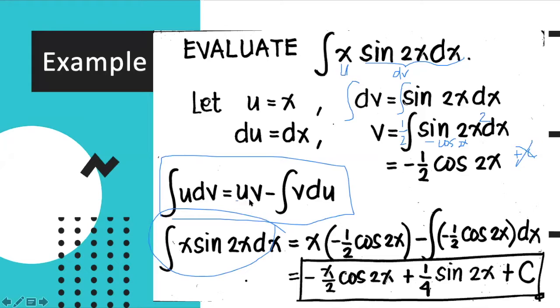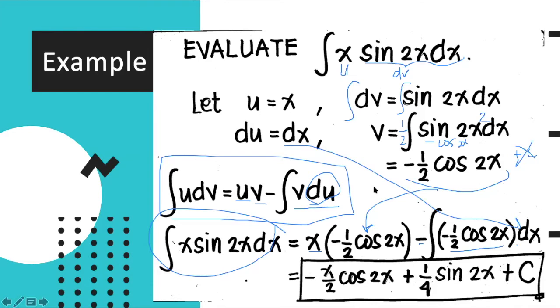And now what is our u? x. You write x. What is our v? Our v is negative 1/2 cosine 2x. So you plug it in here, the value of v. And then minus integral of v times du. What is our v? It's negative 1/2 cosine 2x. So this is now part of the integrand of the second term. And what is our du? Our du is dx. So that's all. You just have to be familiar with this formula for integration by parts.